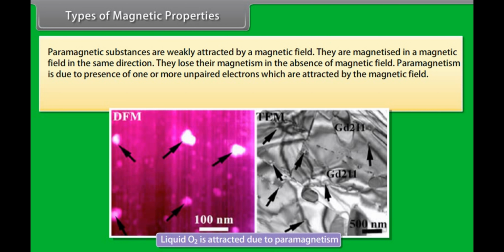They are magnetized in a magnetic field in the same direction. They lose their magnetism in the absence of magnetic field. Paramagnetism is due to presence of one or more unpaired electrons which are attracted by the magnetic field. O2, Cu2+, Fe3+, Cr3+ are some examples of such substances.